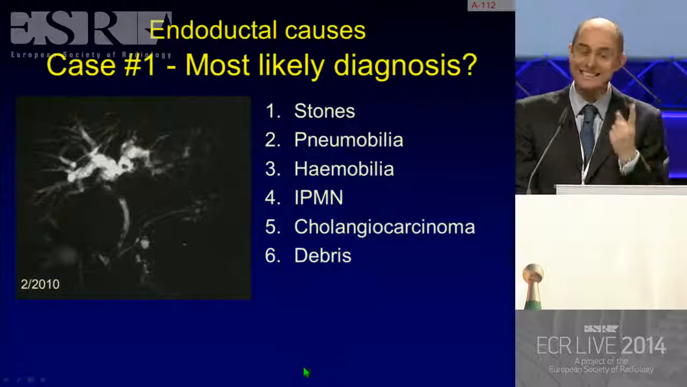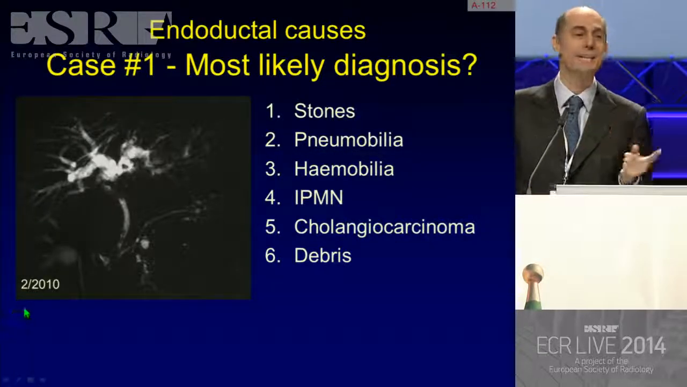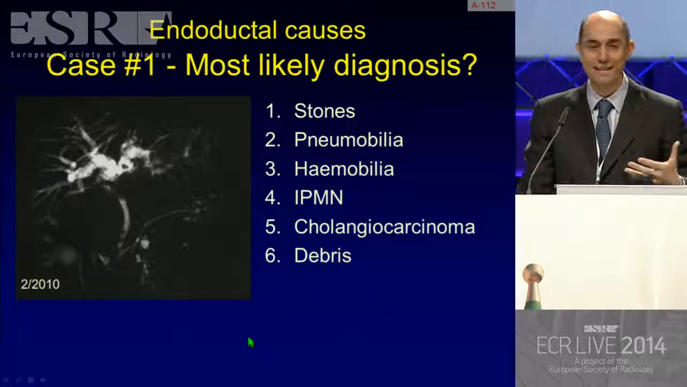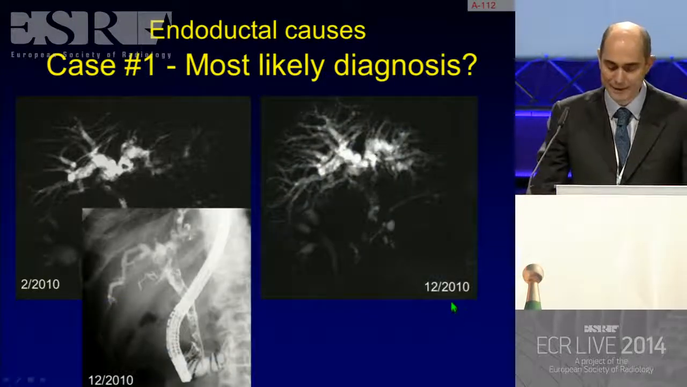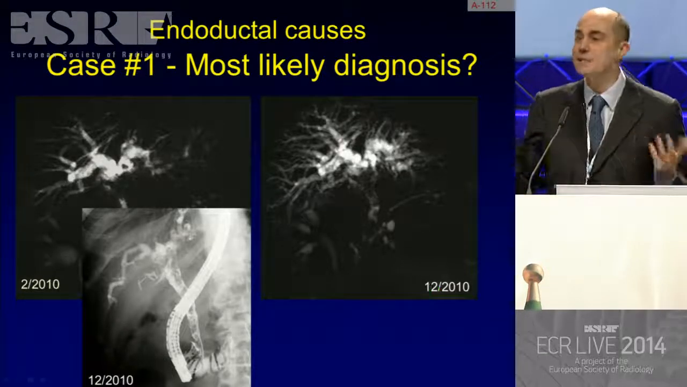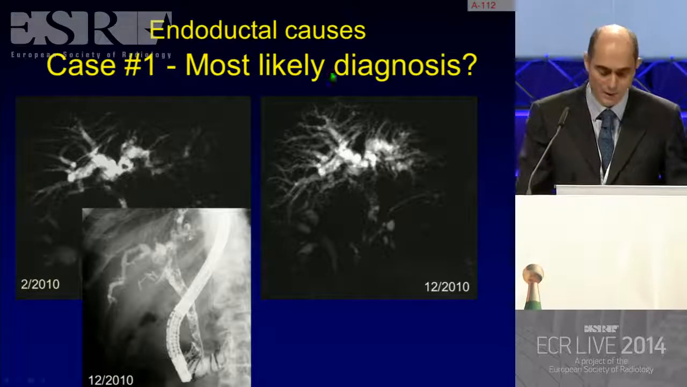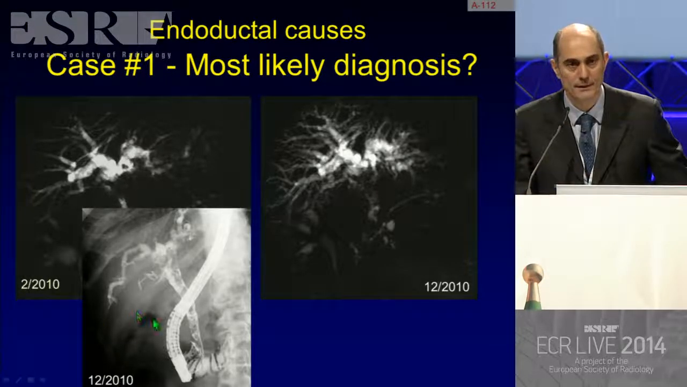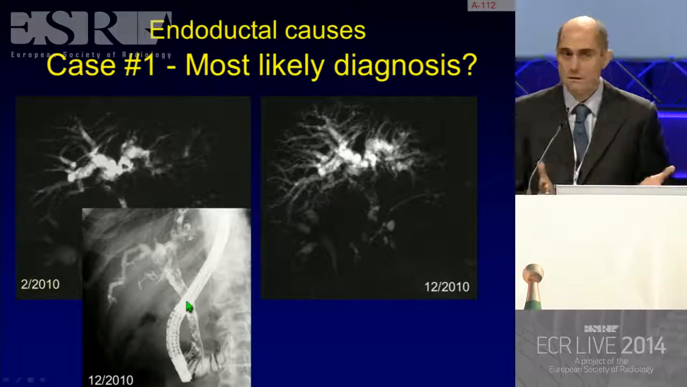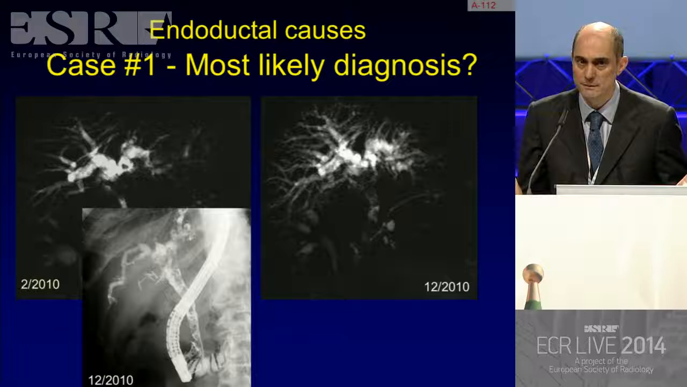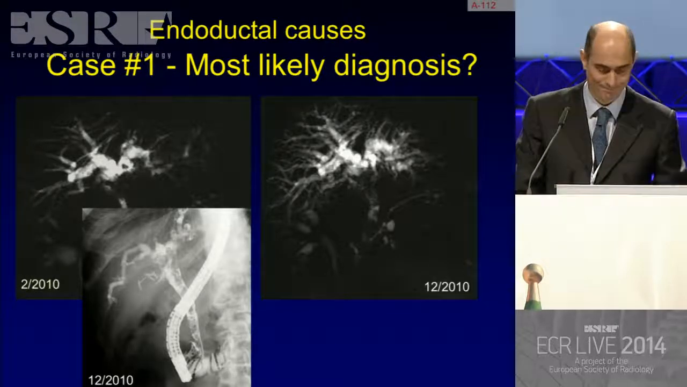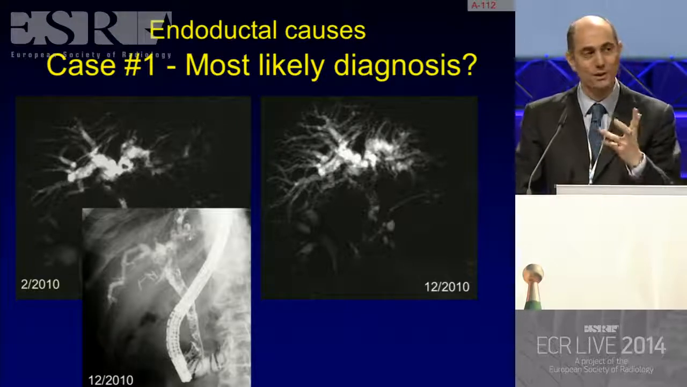But let's go on. This happened in February 2010. The patient came back, and this happened in December 2010. So 10 months apart. And this is the patient. We have an MRCP and an ERCP. And I think you agree with me. Well, the pattern has changed. So I said, wait a second, wait 1 second. What do you think? I don't know what it was.